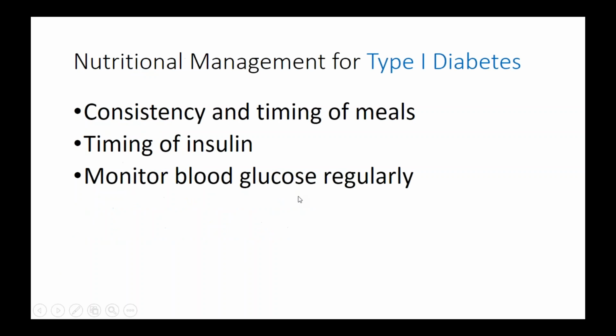So what is the difference between type 1 and type 2 management? Rule of thumb for type 1 is you have to have perfect timing. I'm going to say perfect, but very, very close to perfect timing of the meals, because you're dependent on the insulin injections. You're injecting insulin, and that has to work with the timing of the meals. You also have to monitor the blood glucose regularly. So doing an A1C alone isn't going to cut it. You have to do the daily plus the A1C.